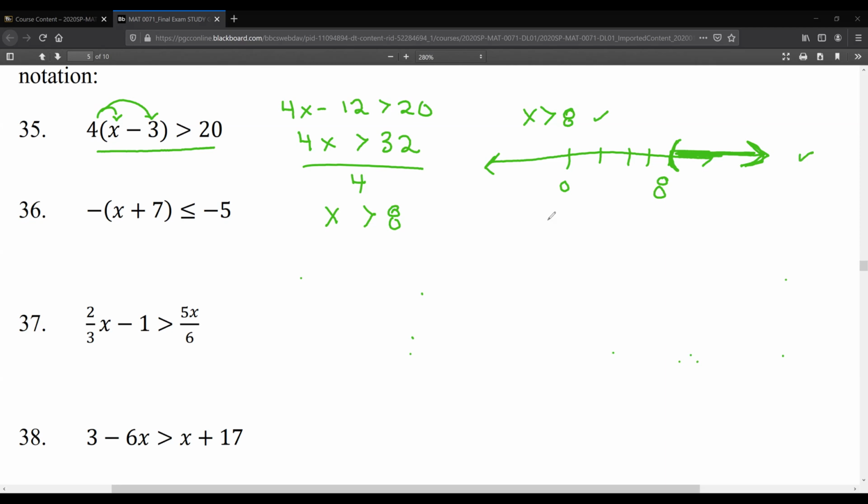What about the interval notation? What's the interval notation here? Your left endpoint is going to be what? And your interval notation, what's this left endpoint going to be?